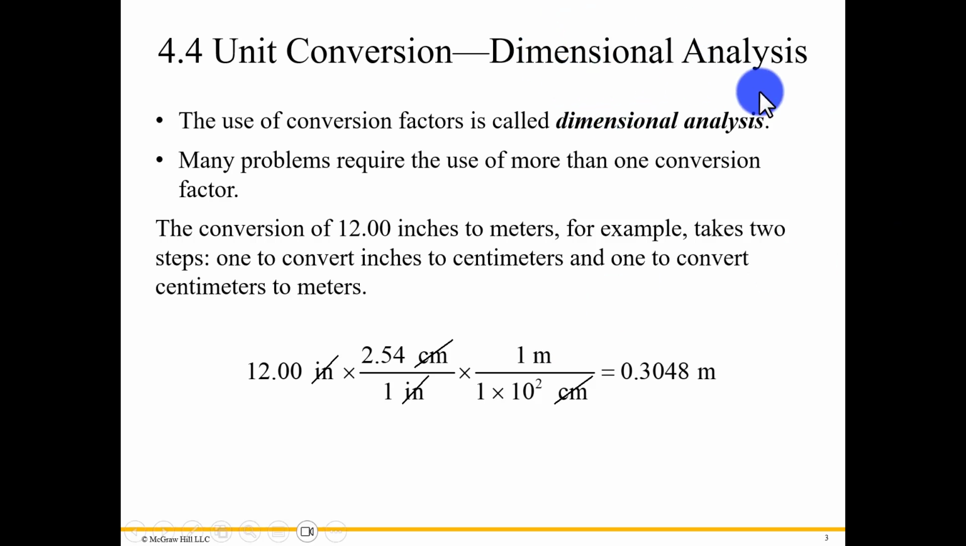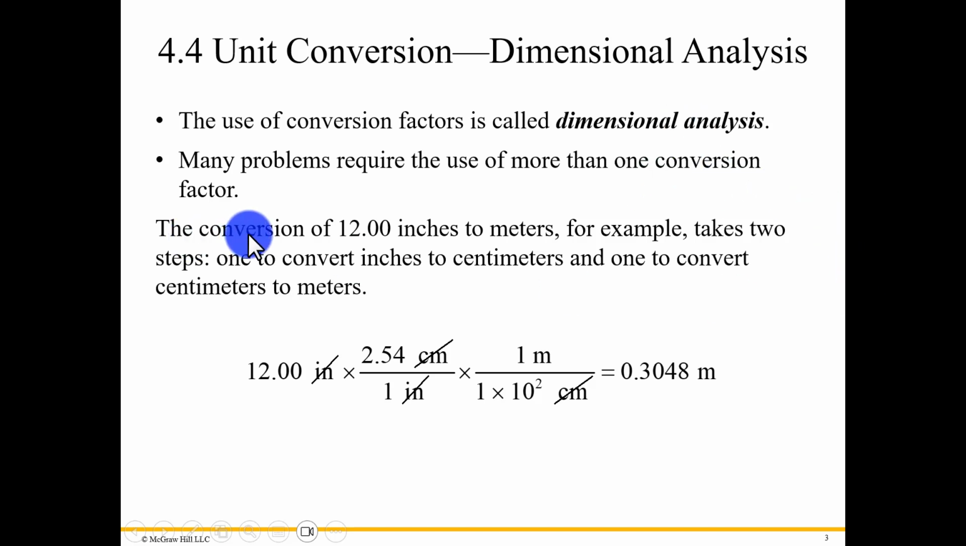Lastly, we're going to talk about dimensional analysis. Using conversion factors to convert from one unit to another is dimensional analysis. Say that 3 times. We actually use more than one conversion factor in many problems, and therefore we're going to have to become comfortable with doing dimensional analysis with multiple steps.